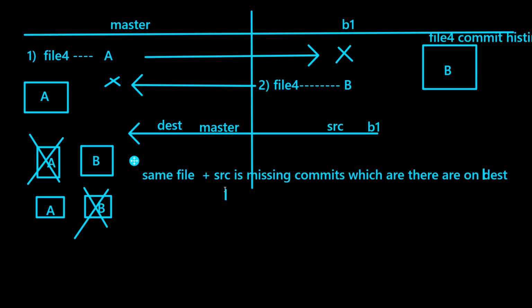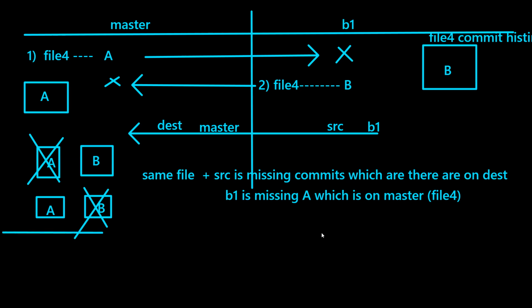Which is the source here? B1. What is it missing? It is missing commit A, which is on master, for file 4. On the same file 4, B is missing commit A. Hence, there arises a conflict. Git cannot decide, so Git is asking you to fix the conflict. How to fix it, we'll see later. This is the use case.